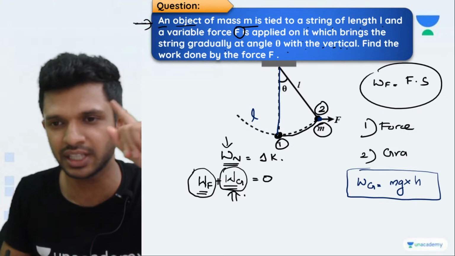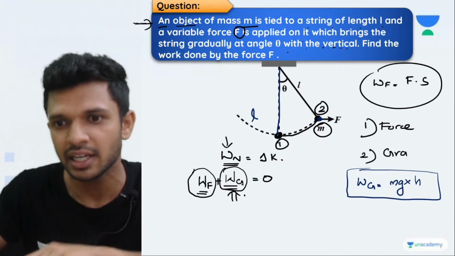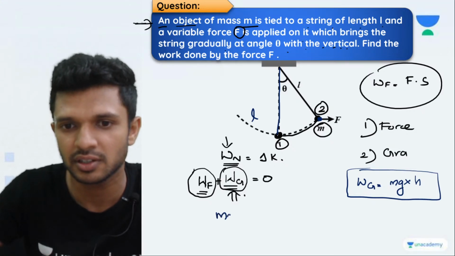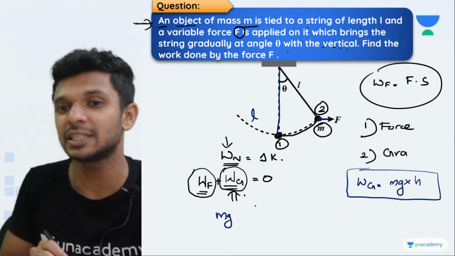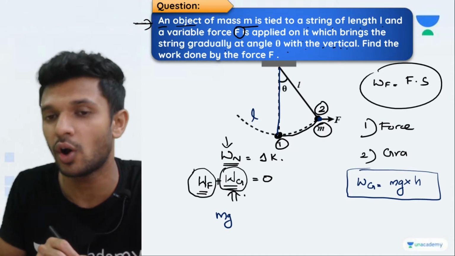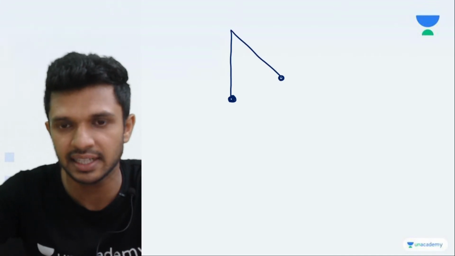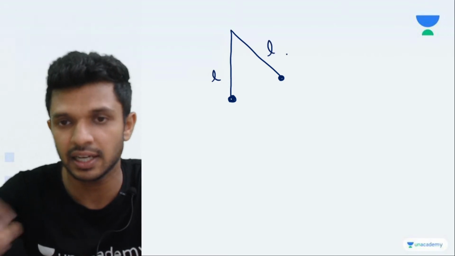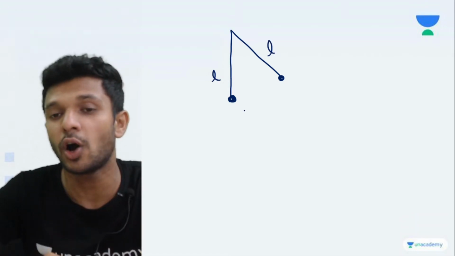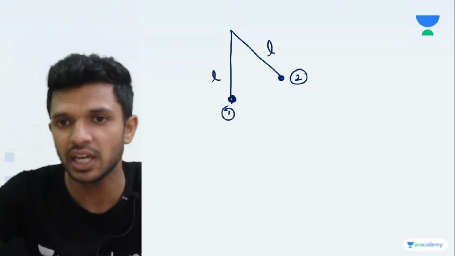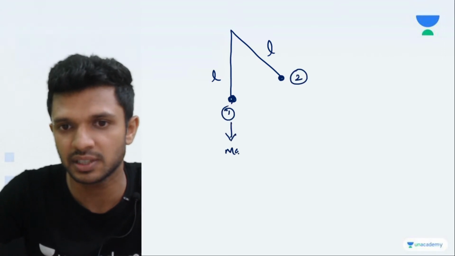It's your turn. Think quickly and tell me. The force is mg itself. Now, what is the displacement in the direction of mg? If that picture is entirely clumsy, we'll draw a new picture here. Okay, now the particle is here. This is L. What is the displacement of the body when the particle moves from position 1 to 2 in the direction of mg? This is mg.